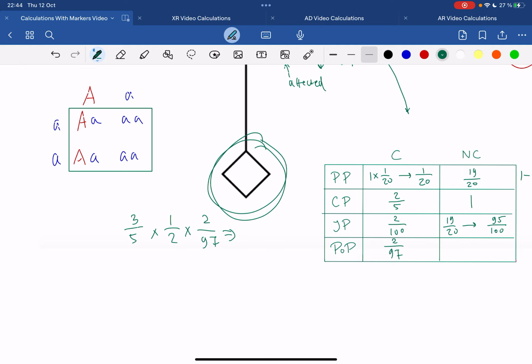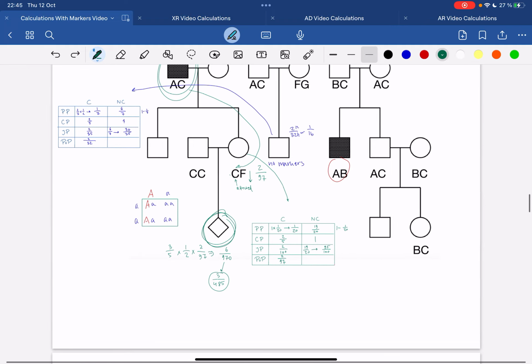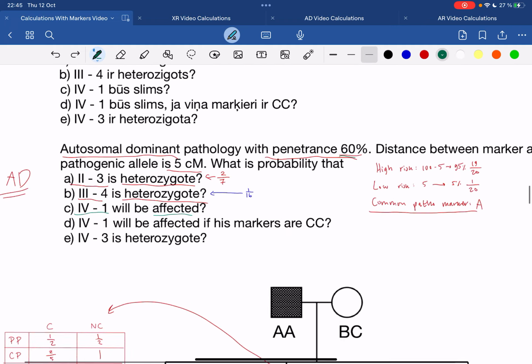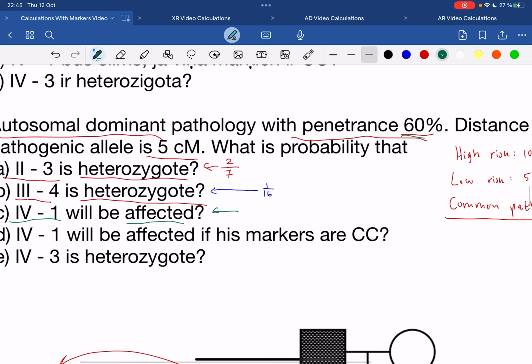6 over 970, which we can simplify to 3 over 485. We don't have any markers here. We don't know what the child is, so we revert back to our old idea of calculating. So here for 4-1 would be 3 out of 485.